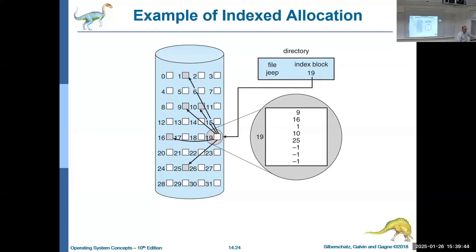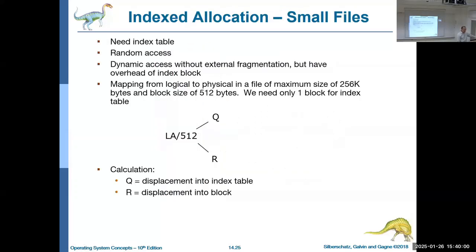So we have a logical address of 513, and we know where to go. We jump from 19 to here, and then we use our quotient to tell us it's this row. And we use our remainder to tell us that it's the second byte in this file. It's very simple again.